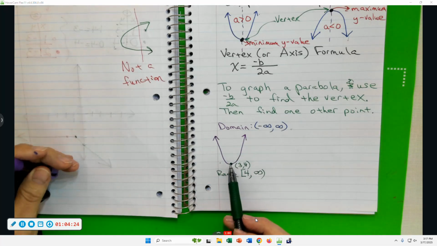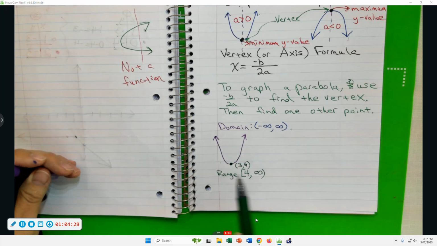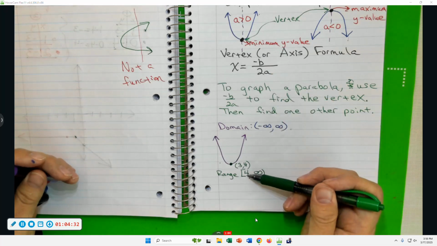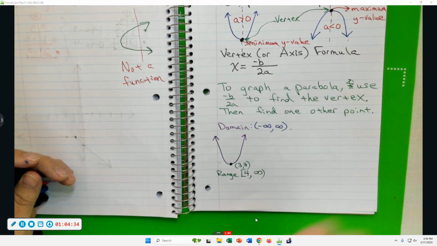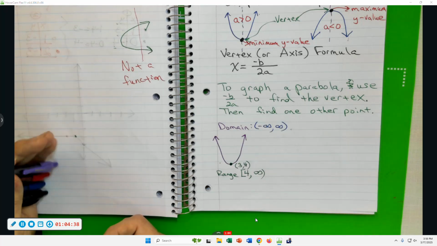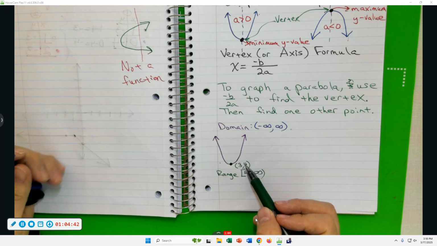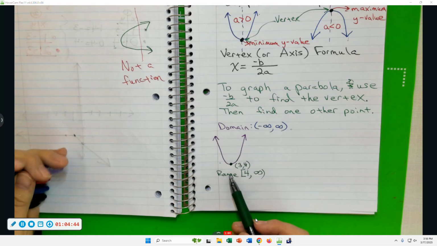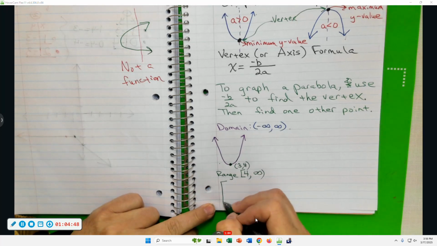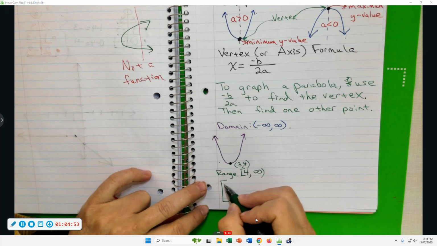If the parabola is opening upward, the y-coordinate of the vertex is the minimum y value. So your range starts at 4 and goes forever. Let's generalize that. It doesn't matter what that y-coordinate of the vertex is. If you're trying to determine the range of a parabola that's opening upward, the first number will be the y-coordinate of the vertex.